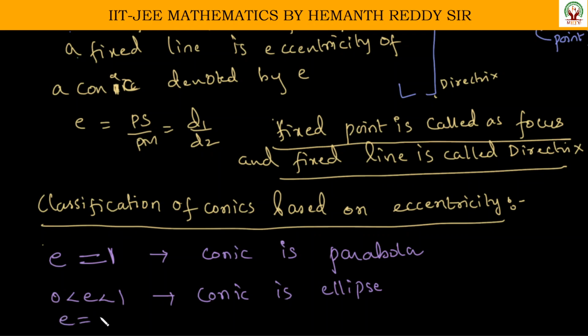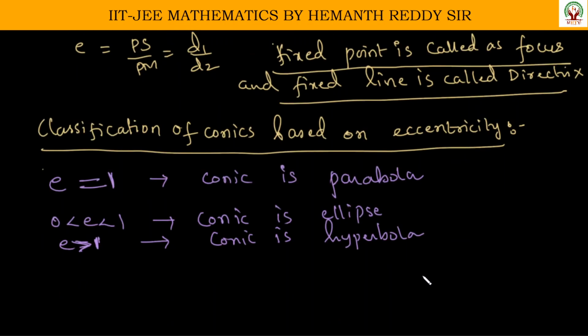If eccentricity is greater than 1, then the conic will be a hyperbola. So if I classify these conics based on eccentricity: if eccentricity is 1, the conic is a parabola; if eccentricity is between 0 and 1, the conic will be an ellipse. Write in bold letters always, never forget this.